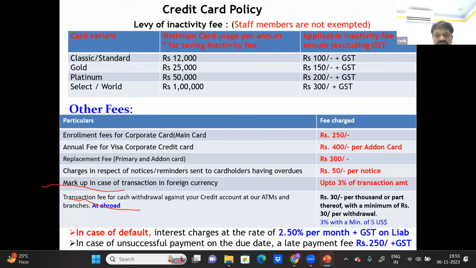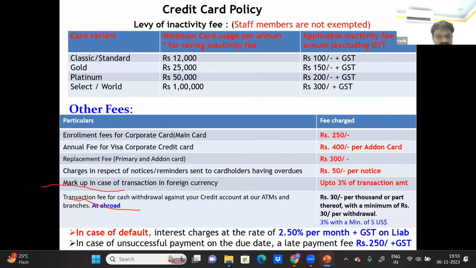Transaction fee for cash withdrawal against your credit card at our ATMs and branches or abroad. If anybody is using cash withdrawal, what is the charge? 30 rupees per thousand or part thereof with a minimum of 30 rupees per withdrawal. For example, he has drawn only 500 rupees. Still, you have to take 30 rupees, minimum of 30 rupees. Okay. And abroad means 3% with a minimum of 5 US dollars. This is the transaction fee when customers are using our ATM for cash withdrawal purpose.